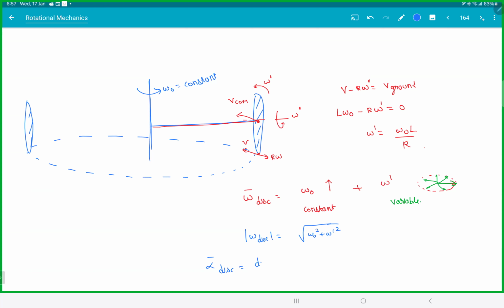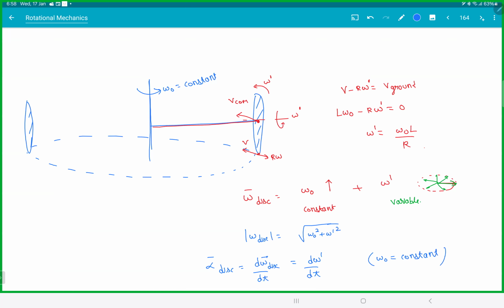Alpha of the disk will be d omega disk by dt. In this, the omega naught is constant. That will be d omega dash by dt. So omega naught is constant, so its differential will be 0. How to find omega dash is the catch.